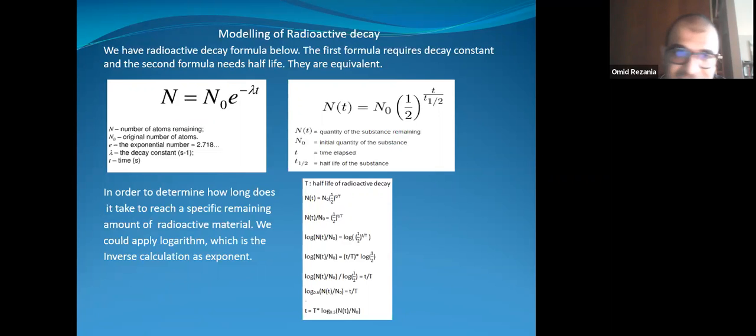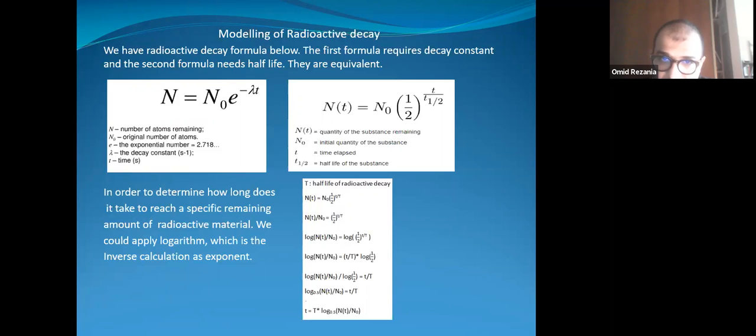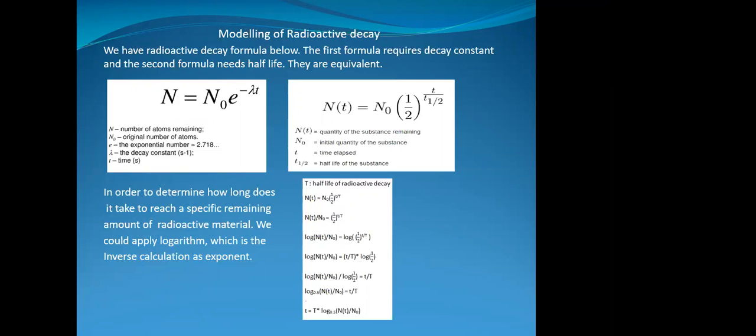Good equations. Thanks. And so, in order to determine how long it takes to reach a specific remaining amount of the radioactive material, we could apply the logarithm, which is the inverse operation of the exponent. And the third picture shows many formulas.